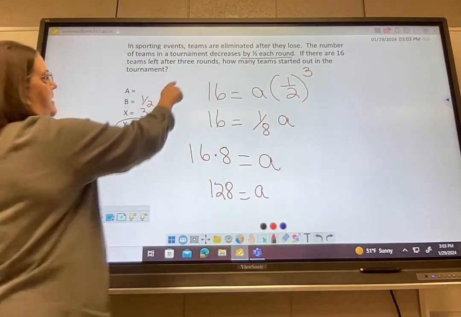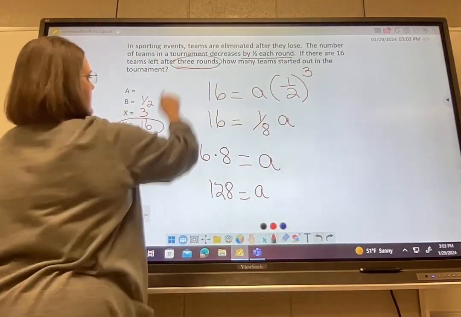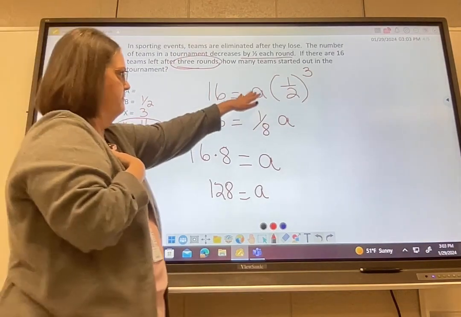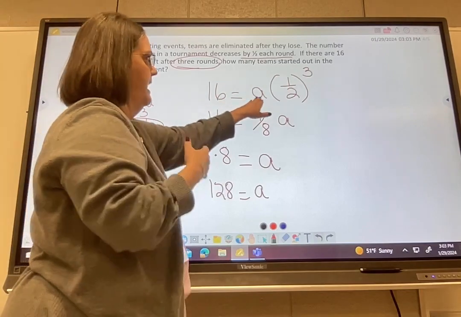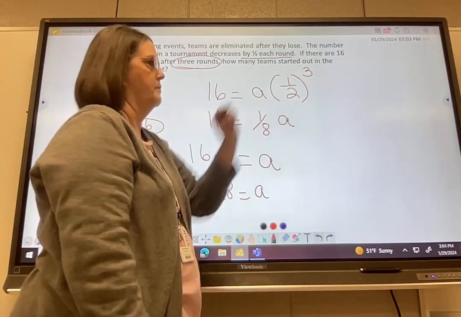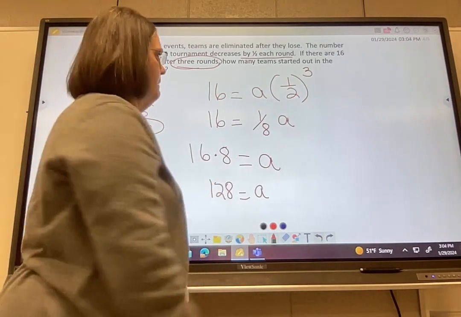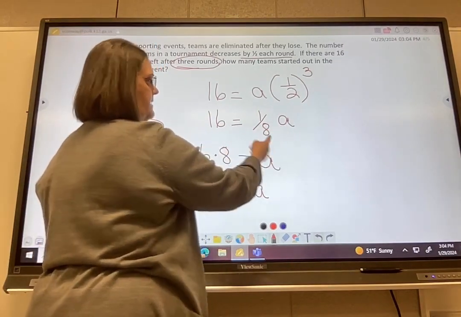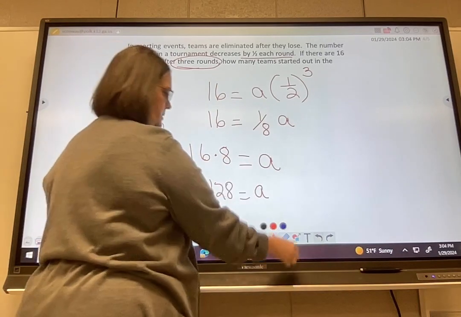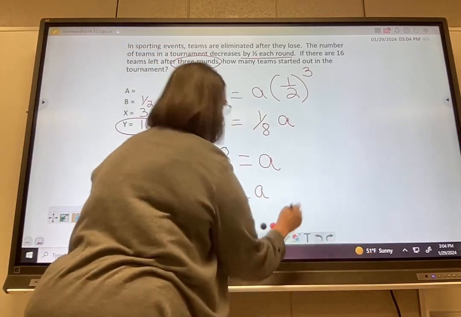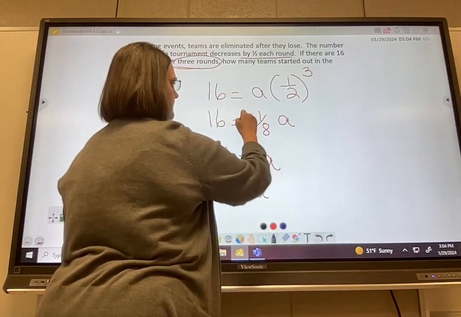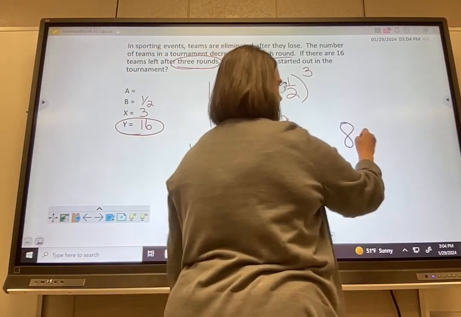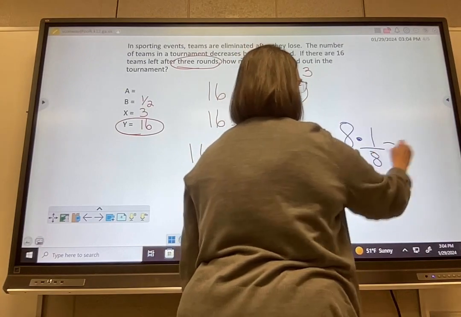And then you have had 3 rounds. That's the amount of time that's gone by. So you don't know A, so you put A in for A. But you say 16 equals A times 1/2 to the 3rd power. 1/2 to the 3rd power is 1/8. Okay, so you have 16 equals 1/8 A. To get rid of that 1/8, you want to multiply by 8. That takes care of that. 8 times 1/8 is 1.